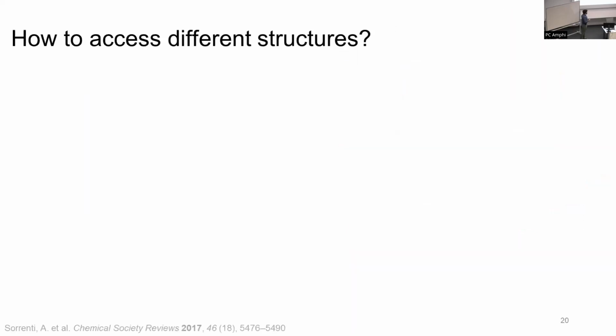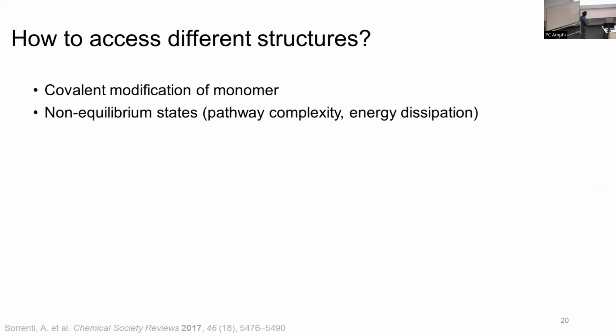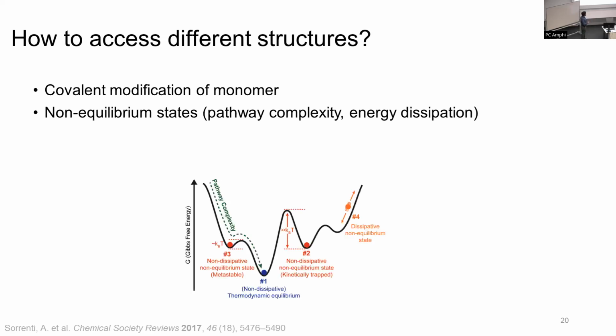Now, of course, there are different strategies to achieve this over the years. Maybe the most trivial one is to covalently modify the monomer, because then you have a different monomer, different thermodynamics. Of course, you can go away from equilibrium, and again, that has been done a lot, and also in this city. The fact that you have one thermodynamic minimum doesn't mean that that's the only minimum in the thermodynamic landscape, and you can use different techniques to access the other ones.